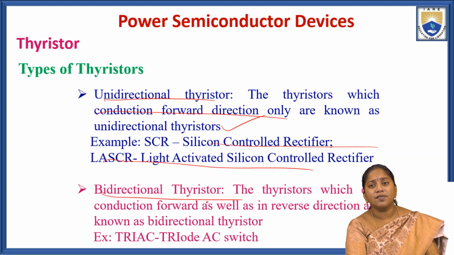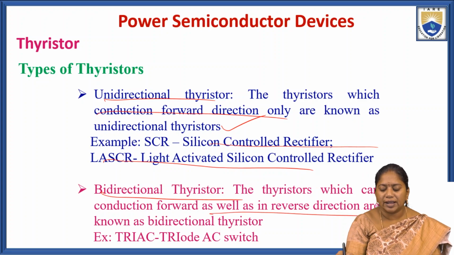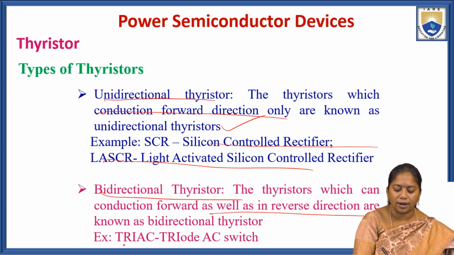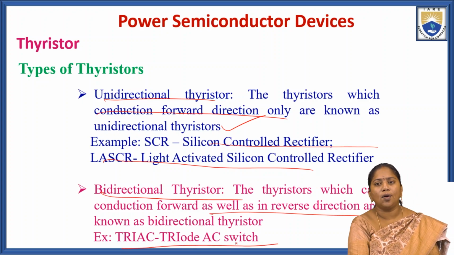The second one is the bidirectional thyristors. The thyristors which can conduct in the forward as well as in the reverse direction are known as the bidirectional thyristors. An example is the triac. Triac means triode AC switch.